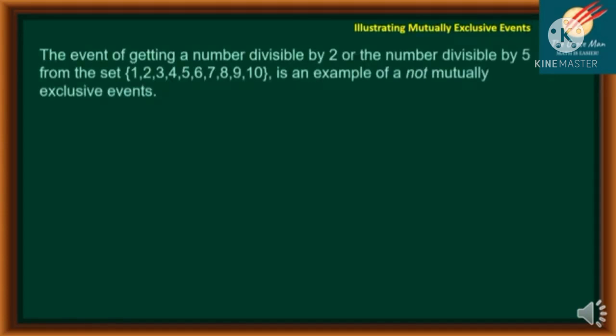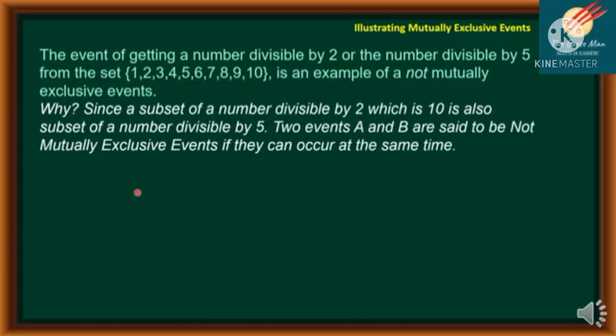Okay, to help us better understand mutually exclusive events, let's have this example. The event of getting a number divisible by 2 or a number divisible by 5 from the set of 1, 2, 3, 4, 5, 6, 7, 8, 9, 10 is an example of not mutually exclusive events, because 10, which is in the subset of numbers divisible by 2, is also in the subset of numbers divisible by 5.